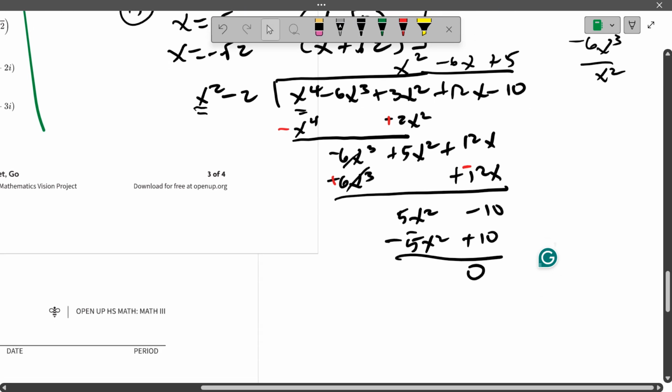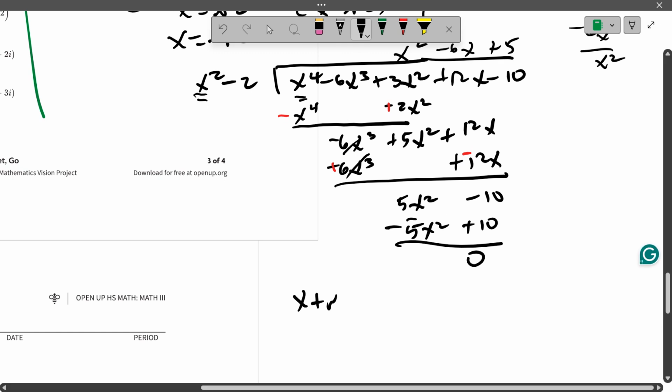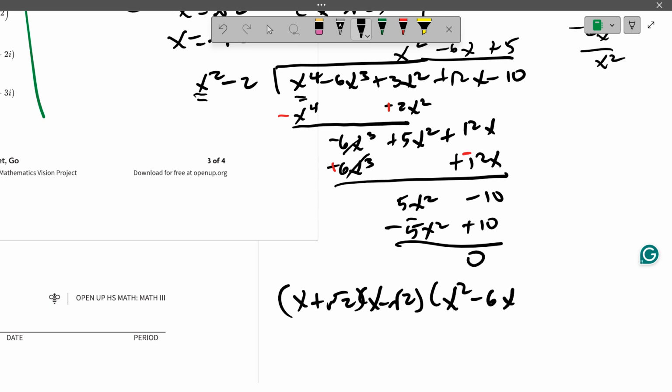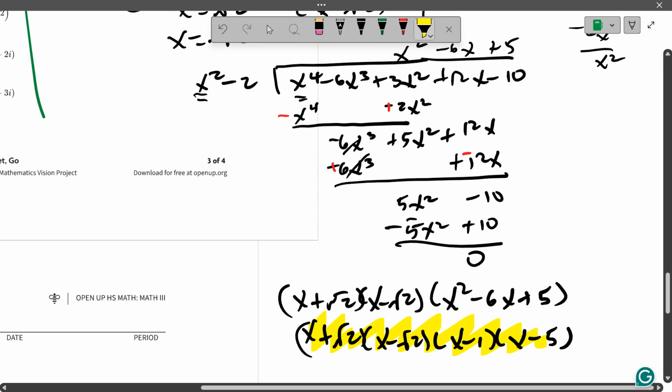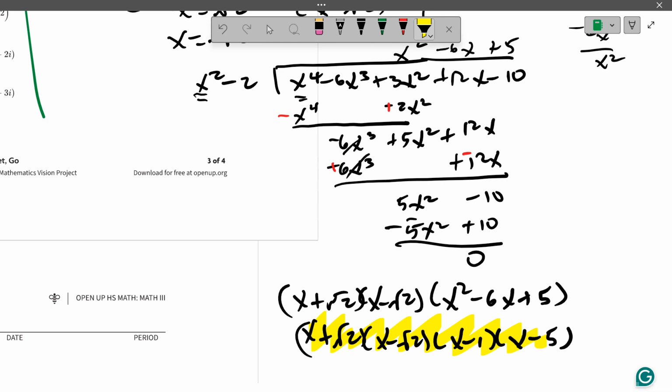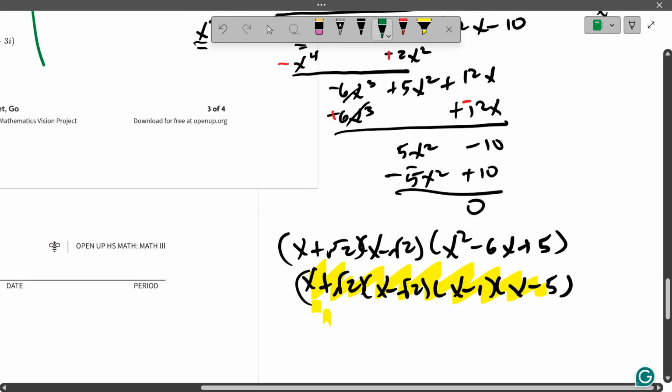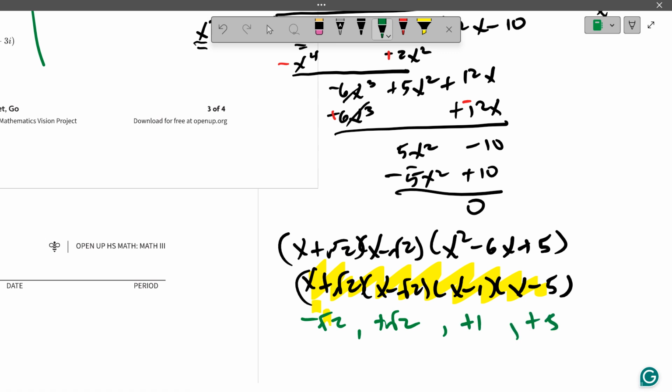So that means that my factors are x plus root 2, x minus root 2, and then x squared minus 6x plus 5. That then further factors as x minus 1 times x minus 5. So there are all my factors. And what are my roots? My roots are negative root 2, positive root 2, positive 1, and positive 5. Okay, so that's a tough one.